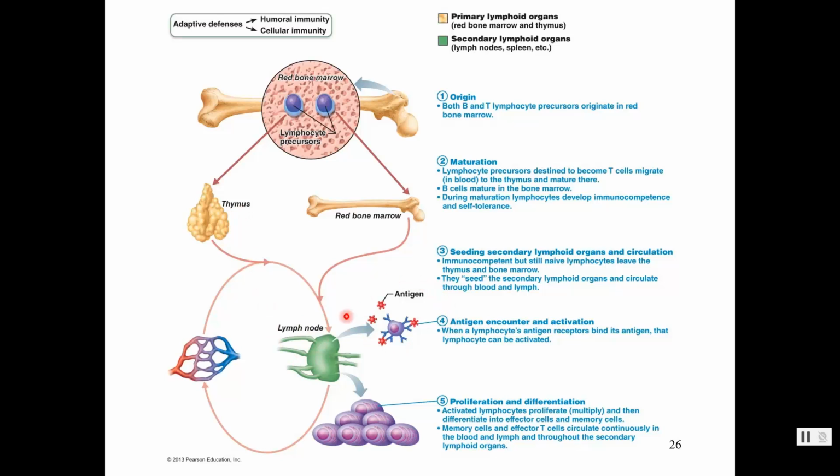When they encounter their antigen, and an antigen is anything that stimulates the immune system and mounts an immune response, so this is something that's foreign to you, they're going to encounter their antigen in those secondary lymphoid organs. And then once they encounter their antigen, that's when they become activated, and then we get proliferation and differentiation into our effector cells, so plasma cells to make antibodies, and our cytotoxic T cells to kill our cells gone bad, virus-infected cells or tumor cells.